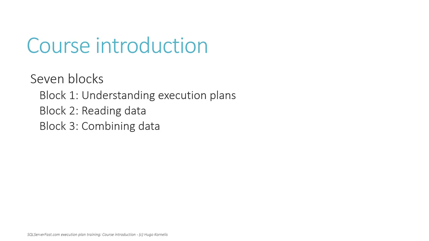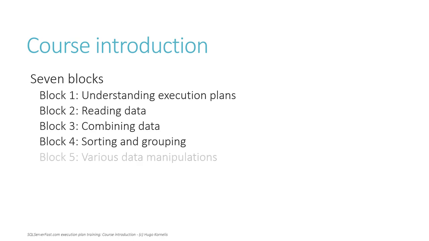Block 4 is about sorting and grouping. This obviously includes operators for aggregation and for sorting, but it also includes segmenting and how it is used to process windowing functions. The advanced chapters include some unusual and rarely seen logical operations, as well as a more in-depth look at some specific performance considerations.